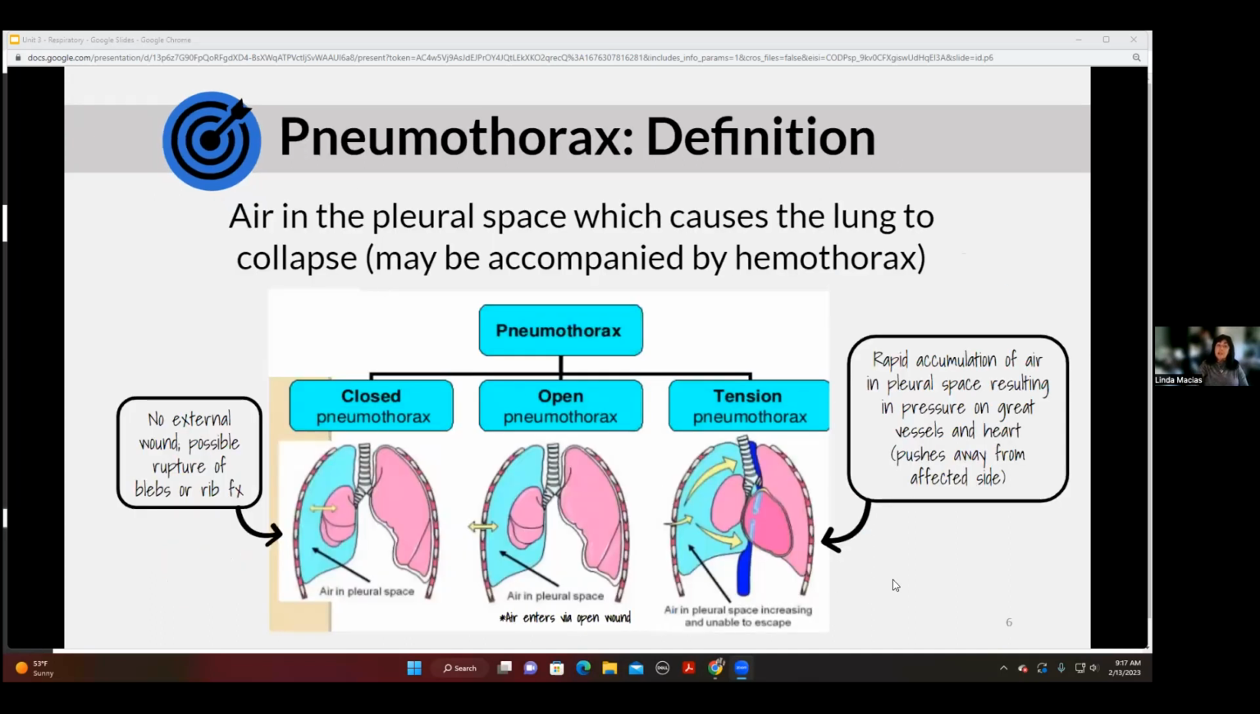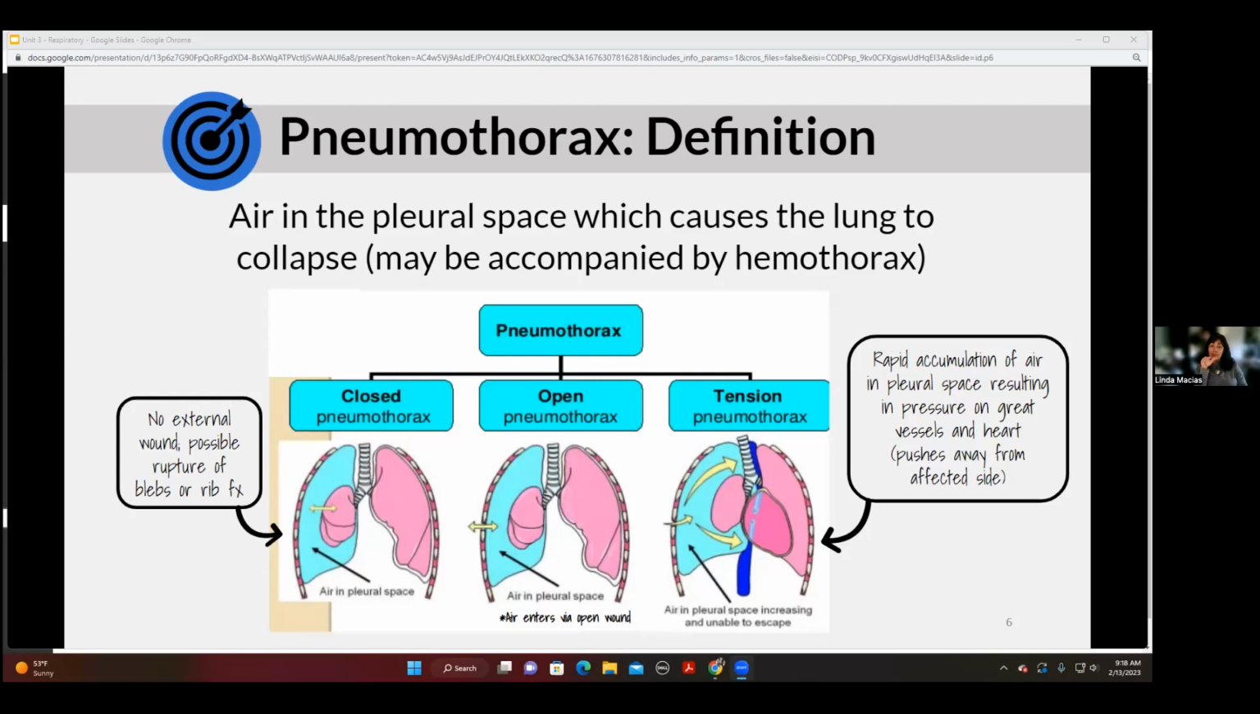For a pneumothorax, air in the pleural space can cause the lung to collapse, and it may be accompanied by a hemothorax. I know this is part of your test question for your free response, because you're going to be asked a lot of questions about chest tubes. That's your free response question for this test.